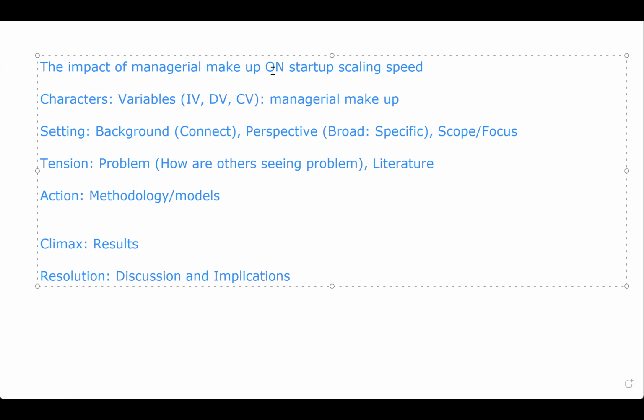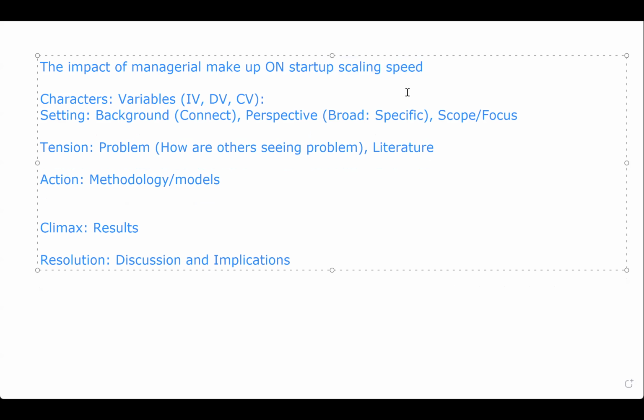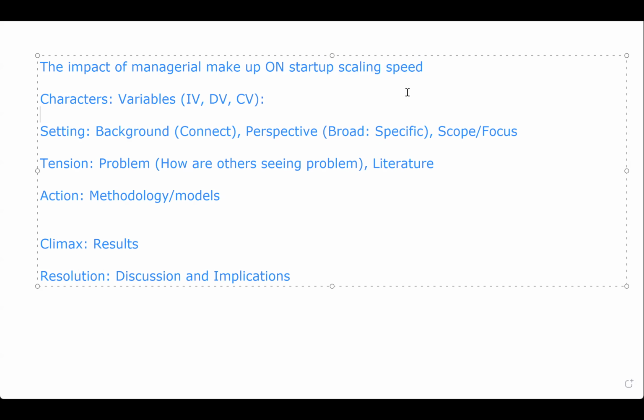The impact of managerial makeup on startup scaling speed. Okay, so I think let me separate. This side is one of the variables and the other side is also the other variable. So which of them do you think is the dependent variable? Managerial makeup is the independent variable. Okay, and then any other person? Scaling speed. Okay. Do we all agree?